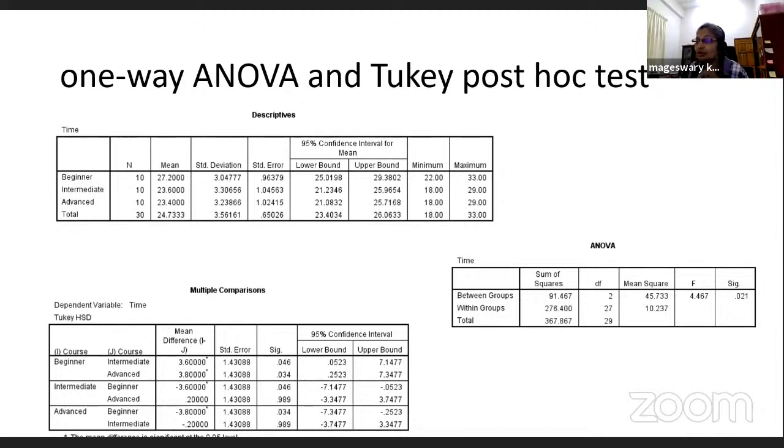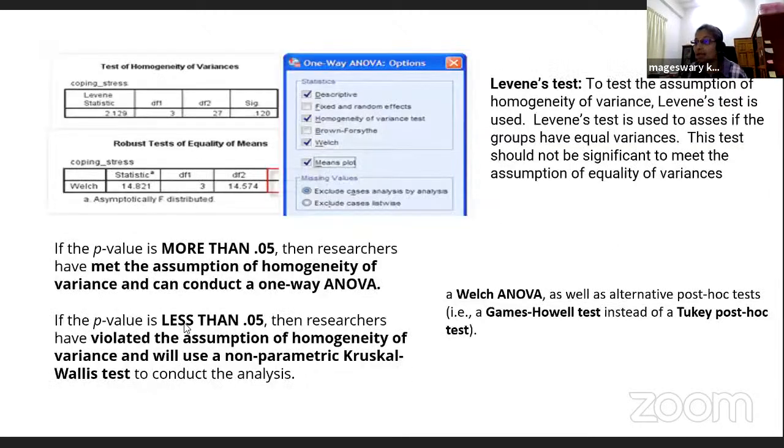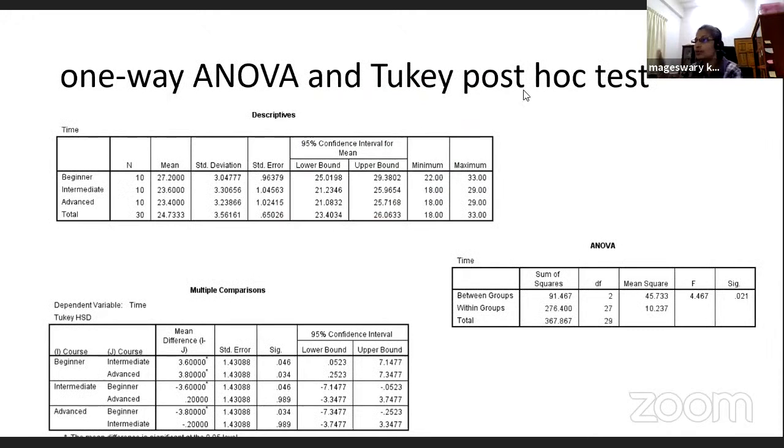Okay, so in the case just now, if your assumption is not met, you can use Welch ANOVA as the alternative for post hoc. So in this Welch ANOVA, instead of using Tukey, you can use Games-Howell test, if your homogeneity assumption is not met. If it's met, no worries. You can just go into post hoc Tukey.